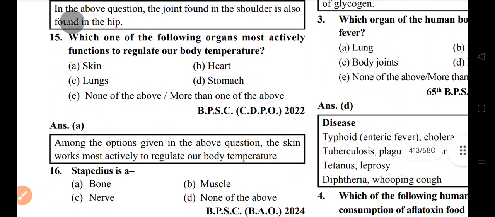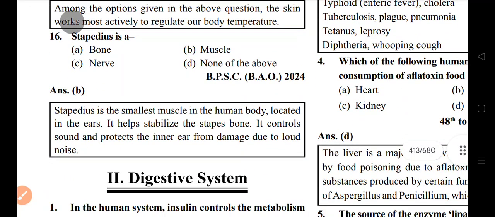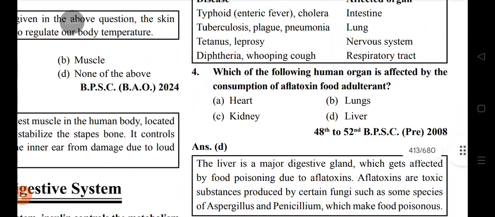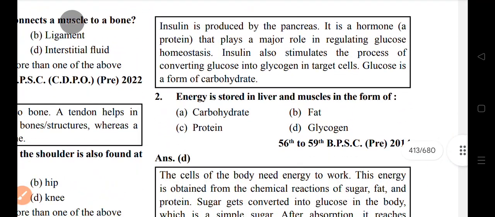Skin. Stapedius is a muscle. Digestive system. In the human system, insulin controls the metabolism of carbohydrate. Energy is stored in the liver and muscles in the form of glycogen.